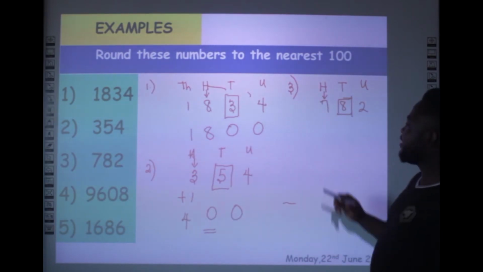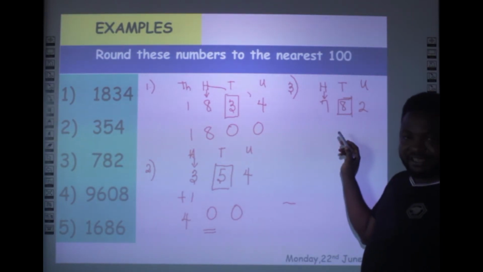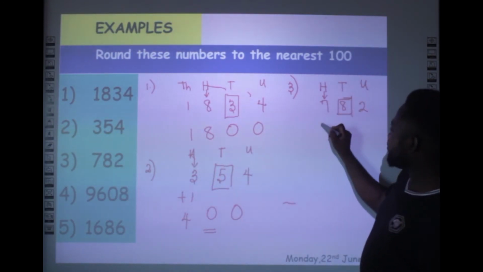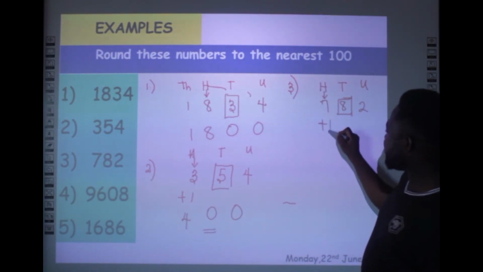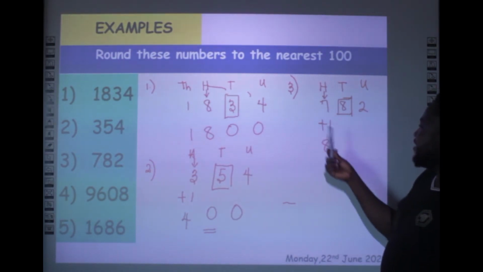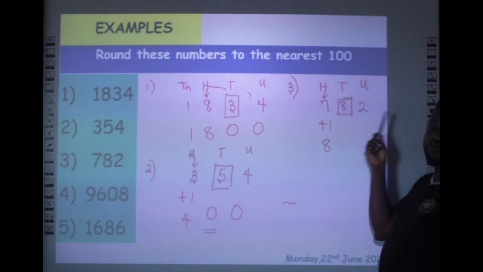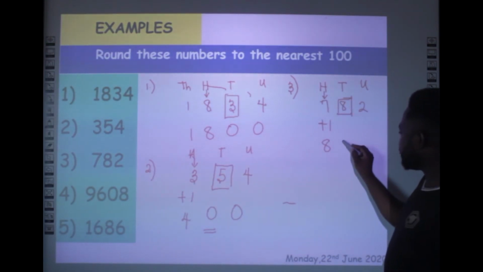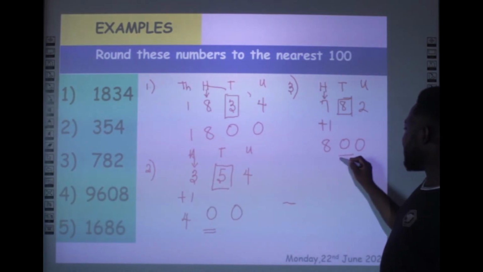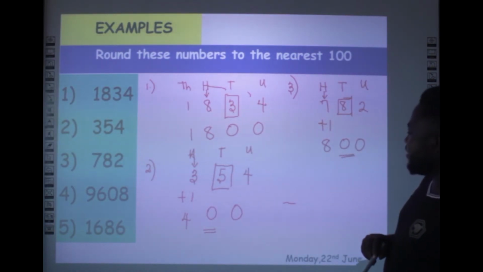Look at this. Can you see that? Is it up to 5? Yes. What are you going to do? You add 1. So we are going to add 1 to this. 7 plus 1 will give us 8. Any other digit to the right of the target digit will turn to what? 0. The 8 will turn to 0. The 2 will turn to what? 0. So our answer is what? 800.